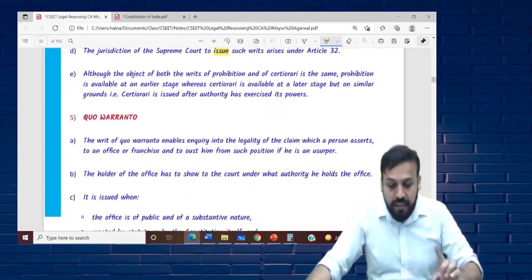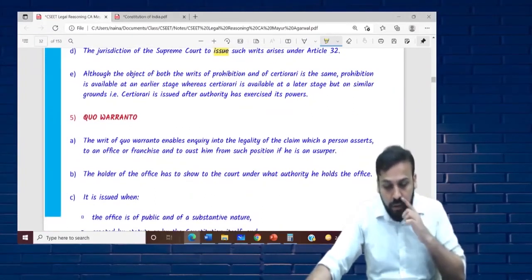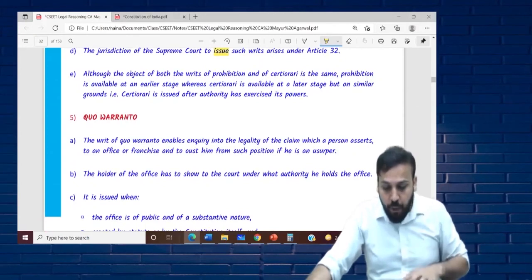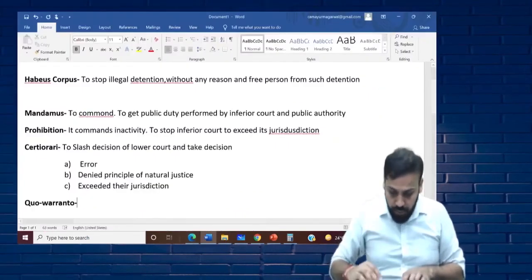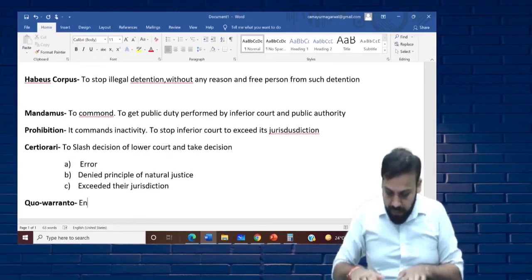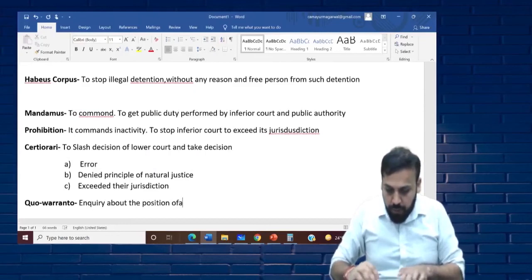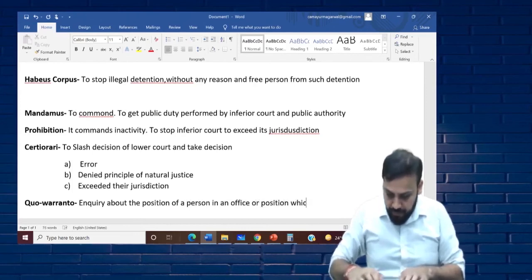It is an inquiry of the person who is claiming an office and a position which he is not entitled to. Inquiry about the position of a person in an office or position which he is claiming.